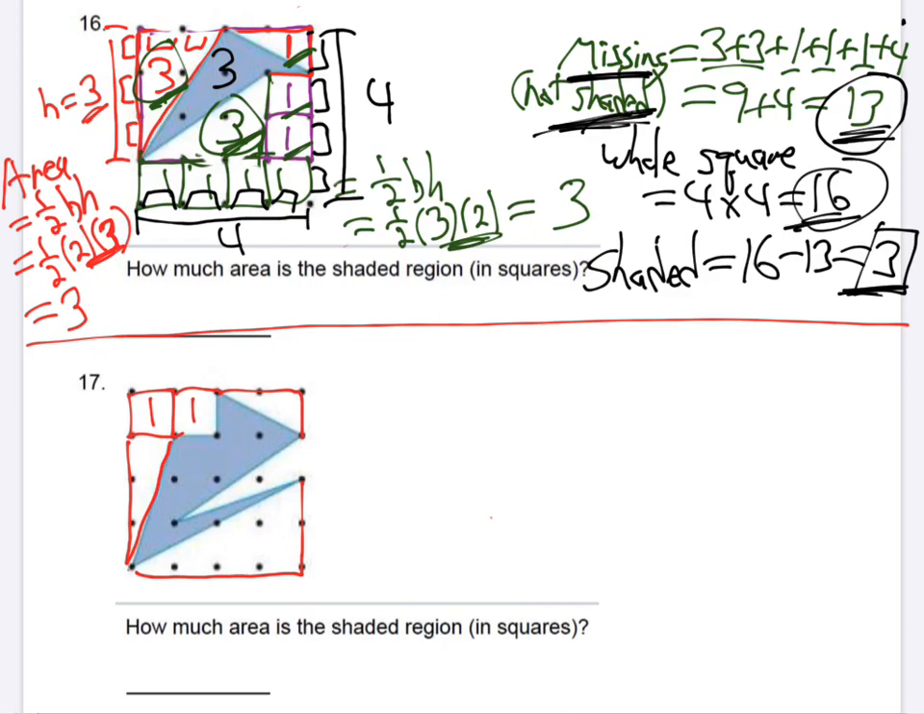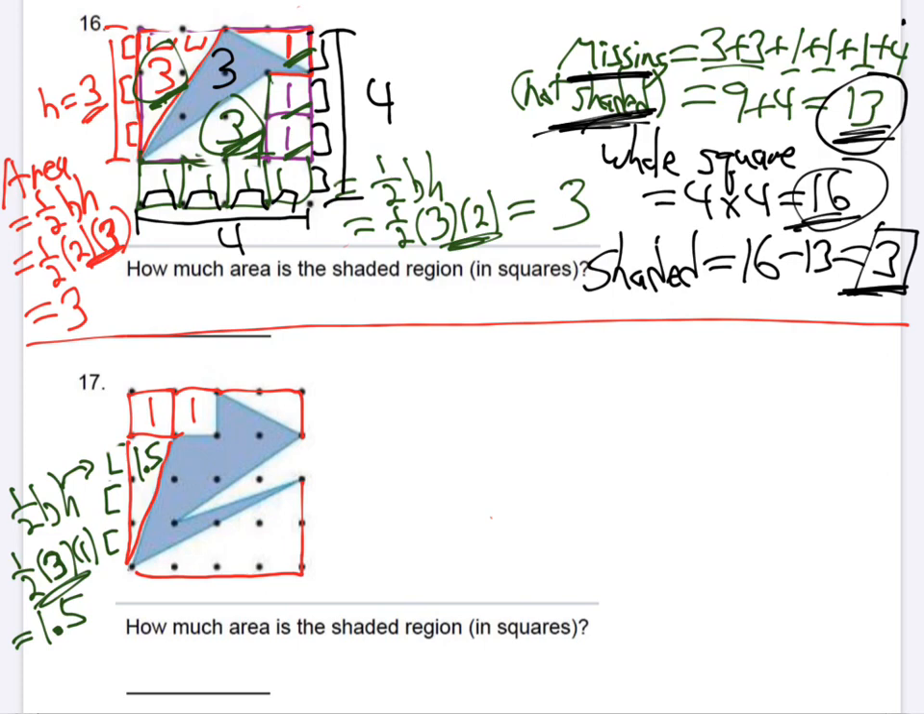Okay, so this is a triangle. It's a half base times height. So what is its base and height? It's 1, 2, 3 by 1. So it's a half of 3 times 1. 3 times 1 is 3, and half of 3 is 1.50. So the area of that triangle must be 1.5.